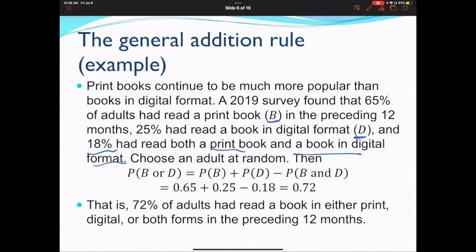We just want to know if they've read a book. So we take the probability of a print book plus the probability of a digital book, minus that overlap, right? Because they're going to be included in both of these groups and they're being double counted. So I get 0.72, which means 72% of adults read a book in the preceding 12 months.